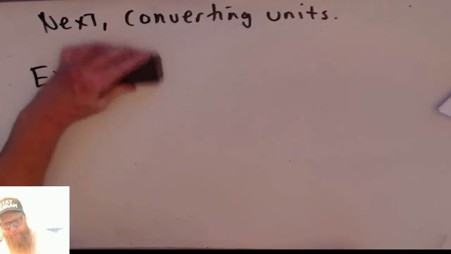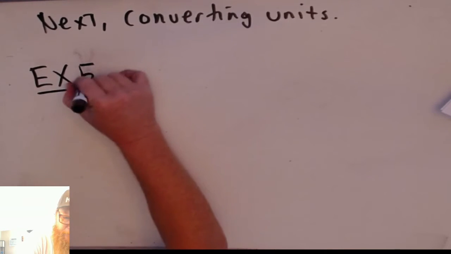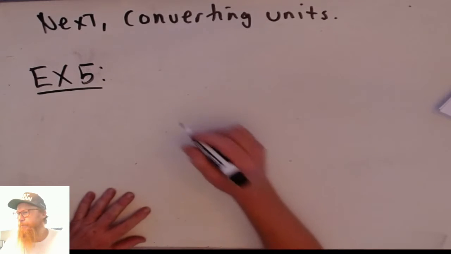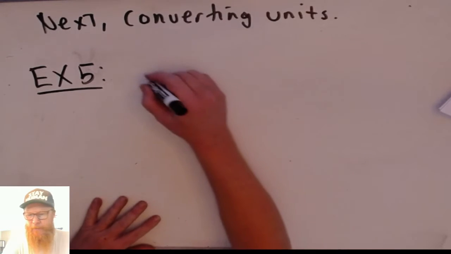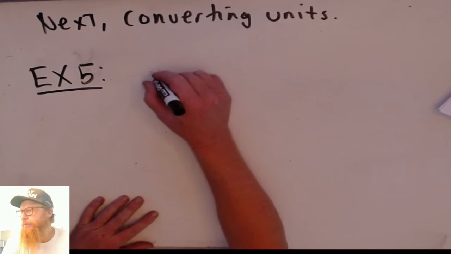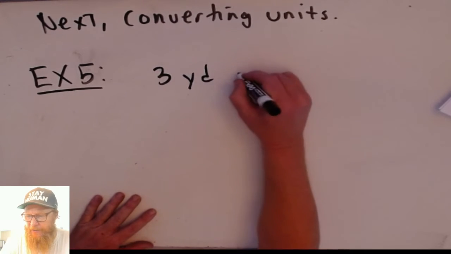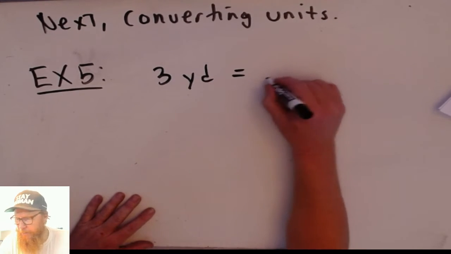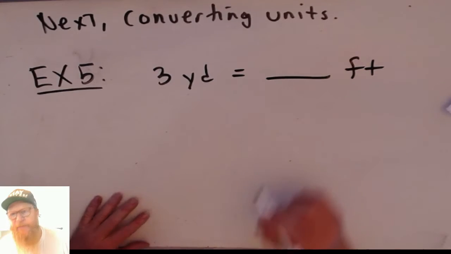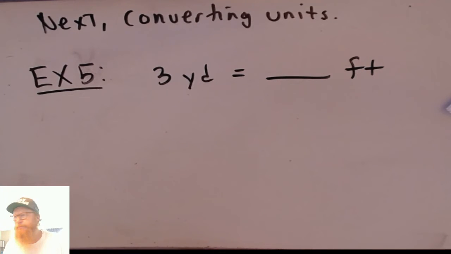Example 5. Three yards is equal to blank feet.